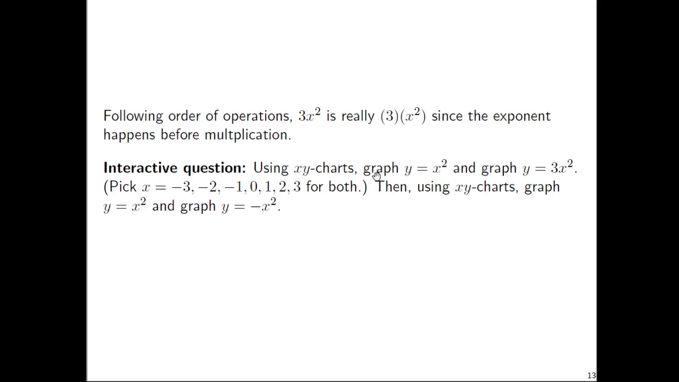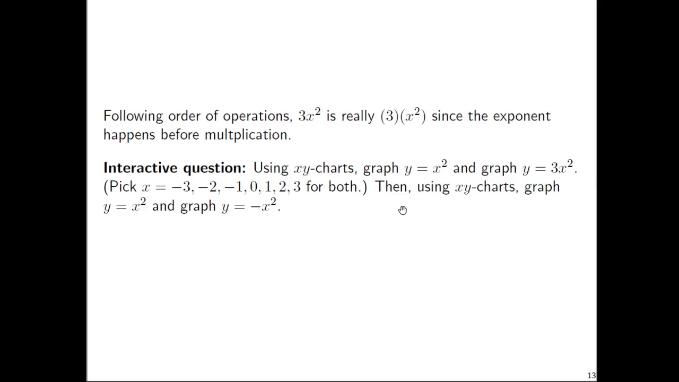Using xy charts, I would like you to graph y equals x squared and graph y equals 3x squared. So you've got to use those xy charts here. I want you to really discover the pattern. It would be helpful if for both of these you pick x equals -3, -2, -1, 0, 1, 2, and 3. Based off of your xy charts, you should graph y equals x squared and y equals 3x squared.